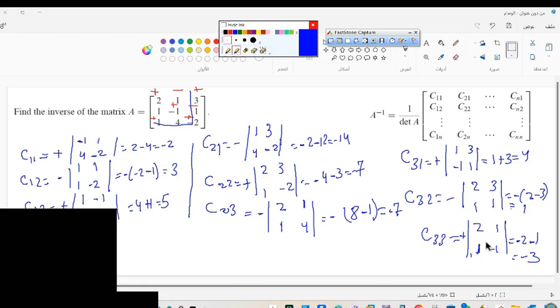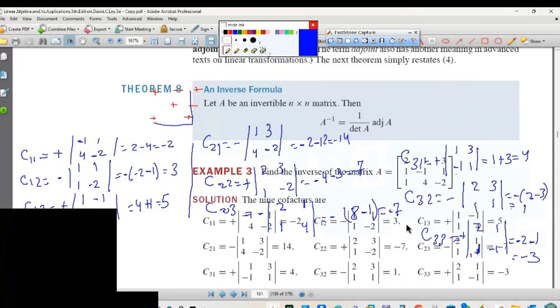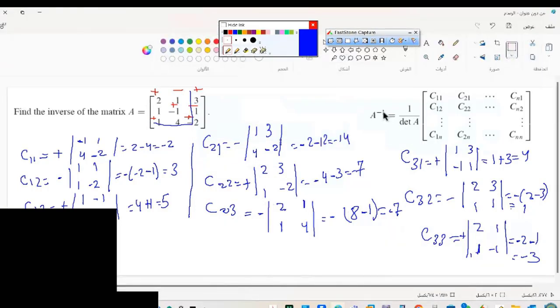Yes. Now, take these values. Let's check our book, if it is the same or not. Here, our book: minus 3, minus 1, it is 4. Yes, correct. Minus 7, minus 7, minus 7. Yes. 14. Correct. 5, 3, minus 2. Correct. Now, what do we have to do?